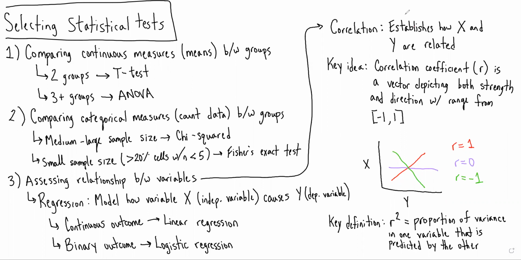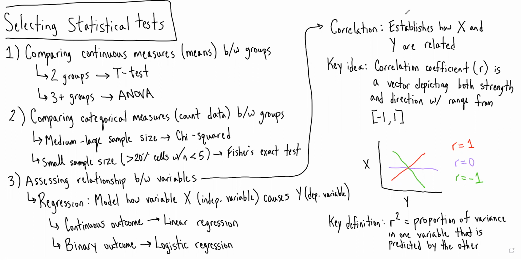So the first scenario is where you're asked to compare continuous measures, such as means, between two groups. This might involve comparing mean blood pressure between a group receiving placebo versus a group receiving intervention, or comparing mean blood glucose levels between someone with diabetes versus somebody without. But you're comparing mean values or continuous measures.